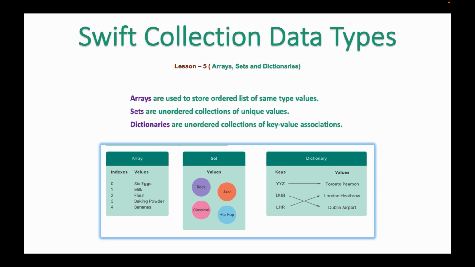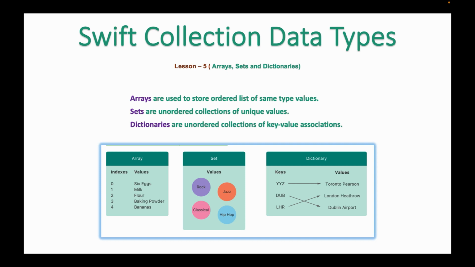There are three types of collection data types in Swift: array, set and dictionary. Arrays are used to store an ordered list of same type values, and sets are unordered collections of unique values, while dictionary is again unordered but it's a key value combination. Today we will only focus on array.